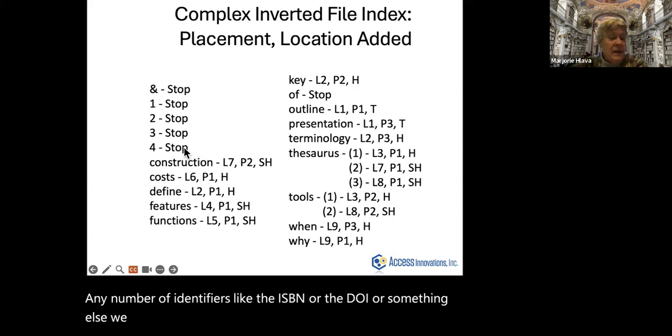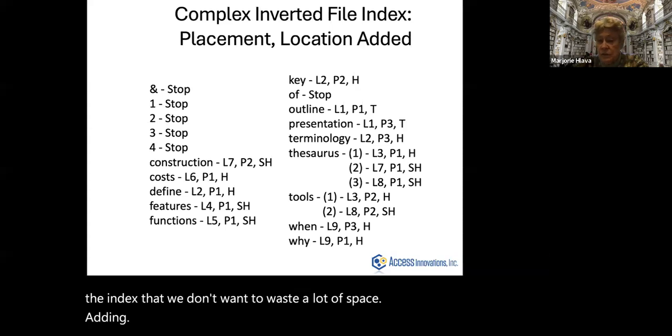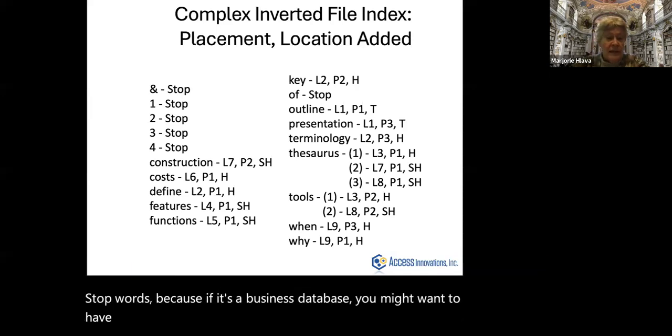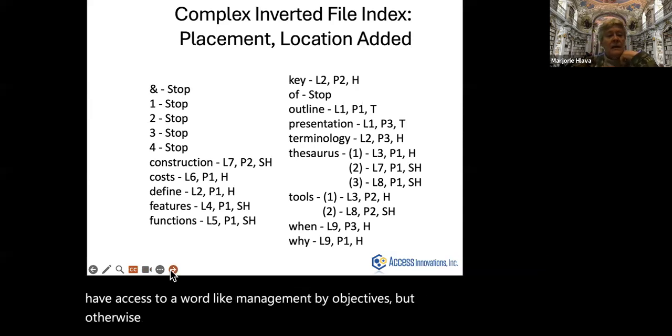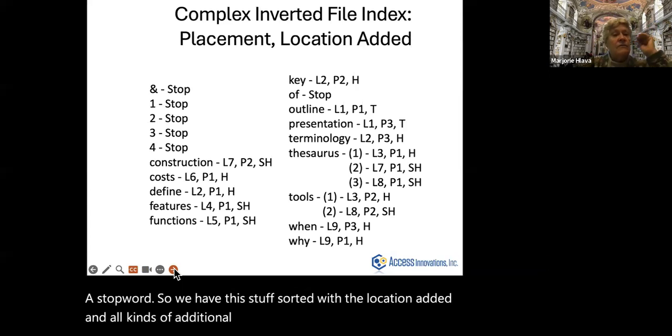We might also add stop words, things that would clutter up the index that we don't want to waste a lot of space adding. And most systems will give you control of those stop words, because if it's a business database, you might want to have access to a phrase like management by objectives, but otherwise by would probably be a stop word. So we have this stuff sorted with the location added and all kinds of additional information. And this then forms the complex inverted file index.